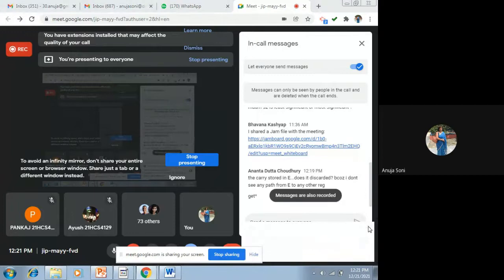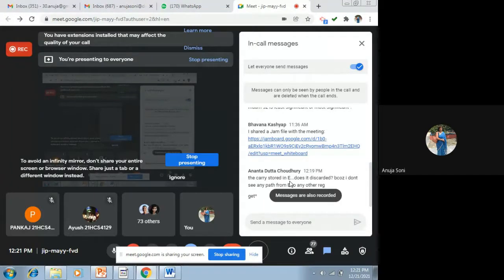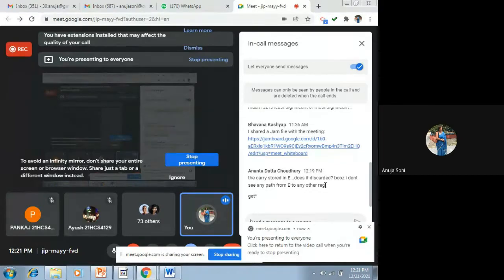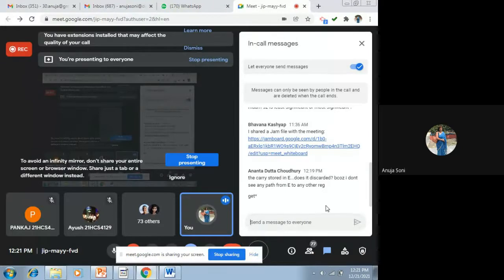What is the doubt? Read it out once. The carry stored in E, is it discarded? Because I don't see any path from E to any register. I shared a jam file with the meeting. What is this that is written?